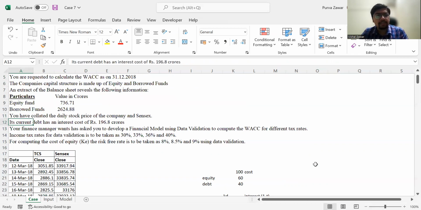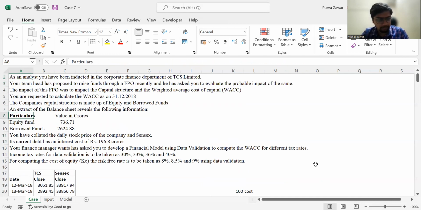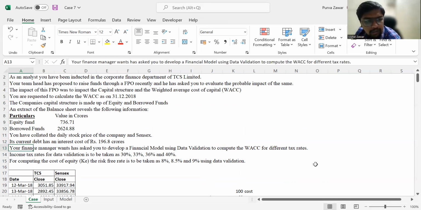The current debt has an interest cost of 196.8. This is the interest on the actual current debt. Your finance manager has asked you to develop a financial model using data validation to compute the WACC at different tax rates. So there are various tax rates given to you. And for computing the cost of equity, the RF can be taken at 8.59 using data validation.